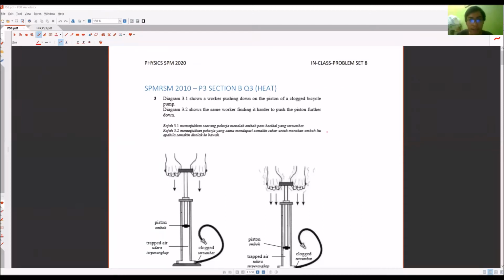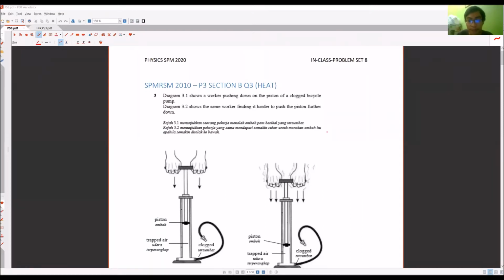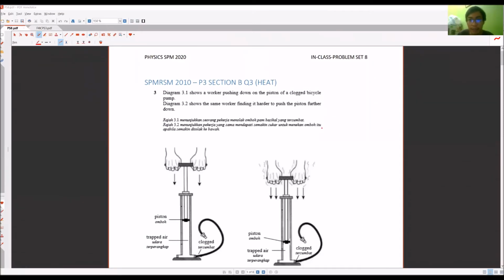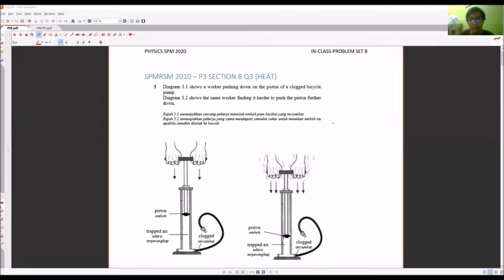We can start with our next Paper 3 experiment theme. Today we learn about the topic heat, the question about heat and electricity again. So let's see the first question here.